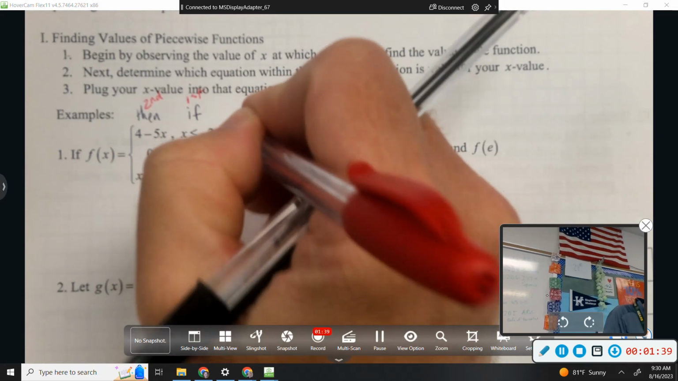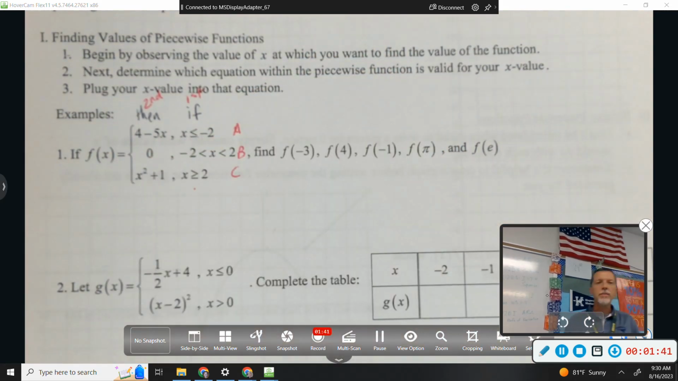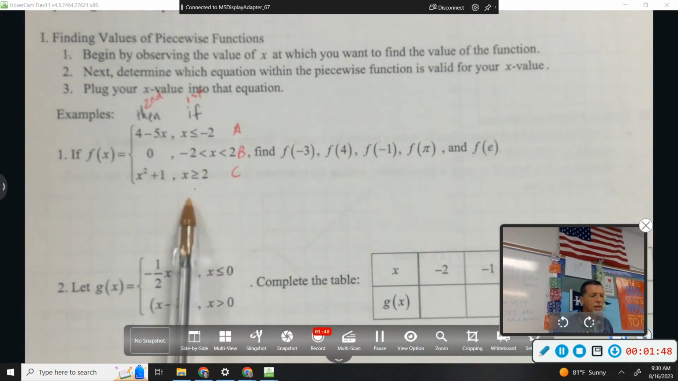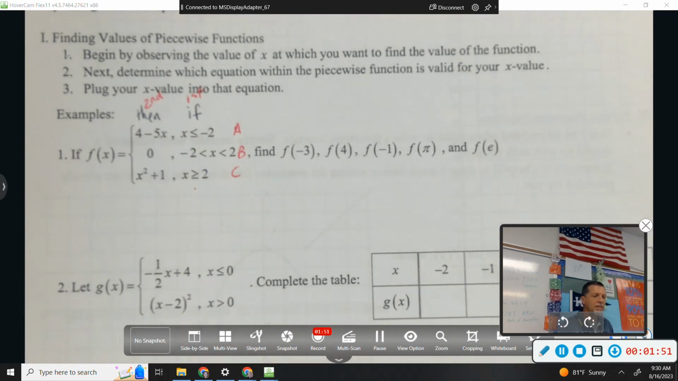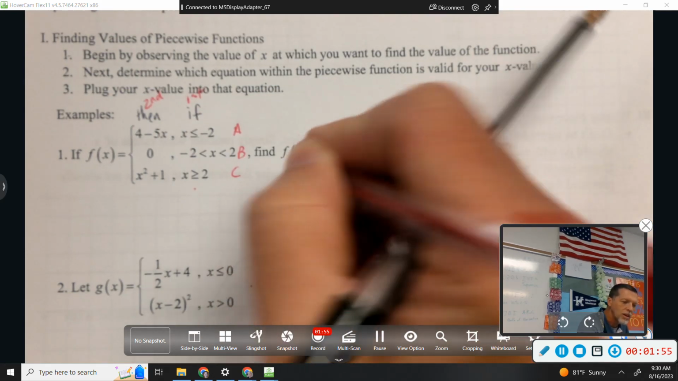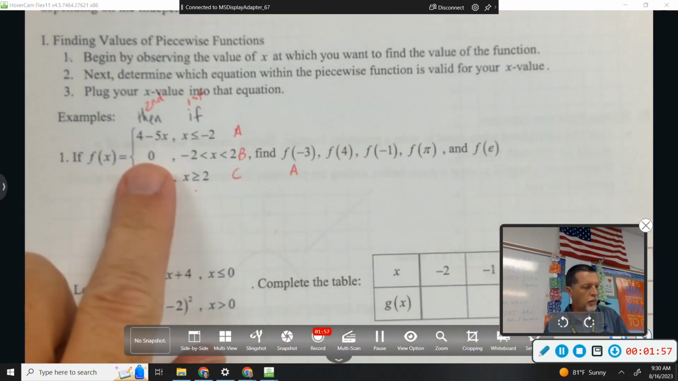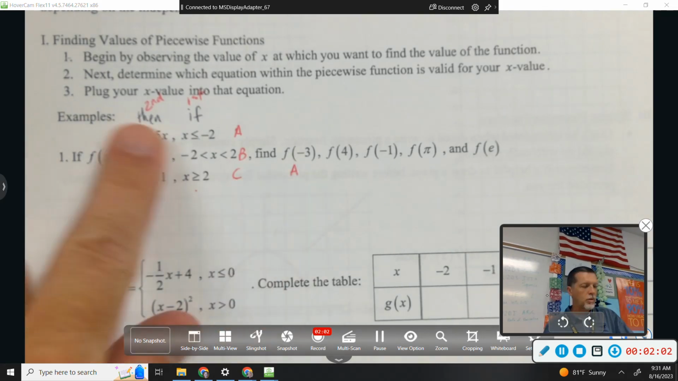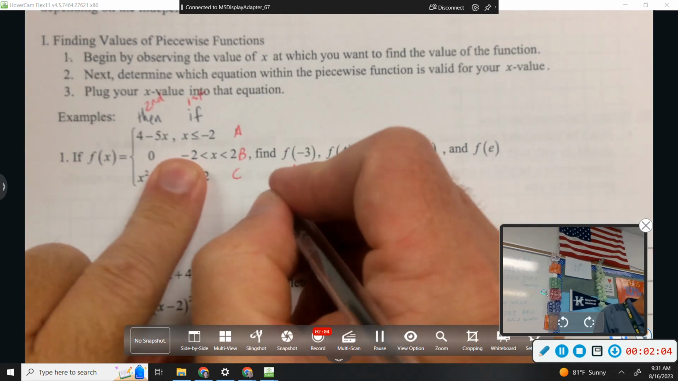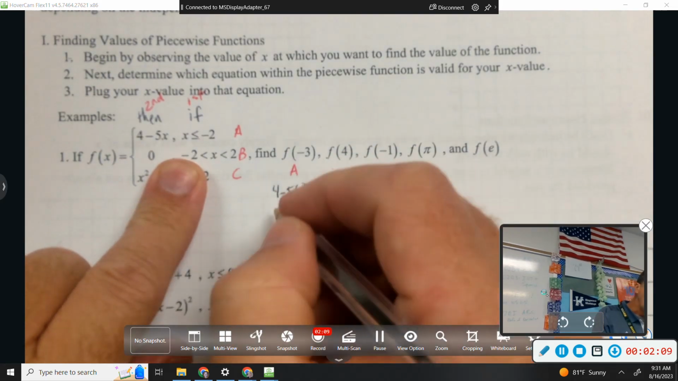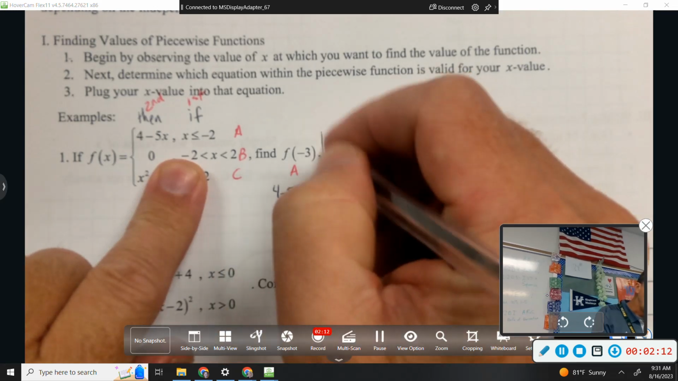A lot of times I'll label them A, B, and C just so we can talk about them. And so I can say, if I want to evaluate f of -3, which piece should I plug it into? Piece A, piece B, or piece C? A, because -3 is less than -2. So I'm going to plug it into part A, and I don't care about parts B and C, because when x is -3, those don't apply. 4 minus 5 times -3, 4 minus -15 is 19.